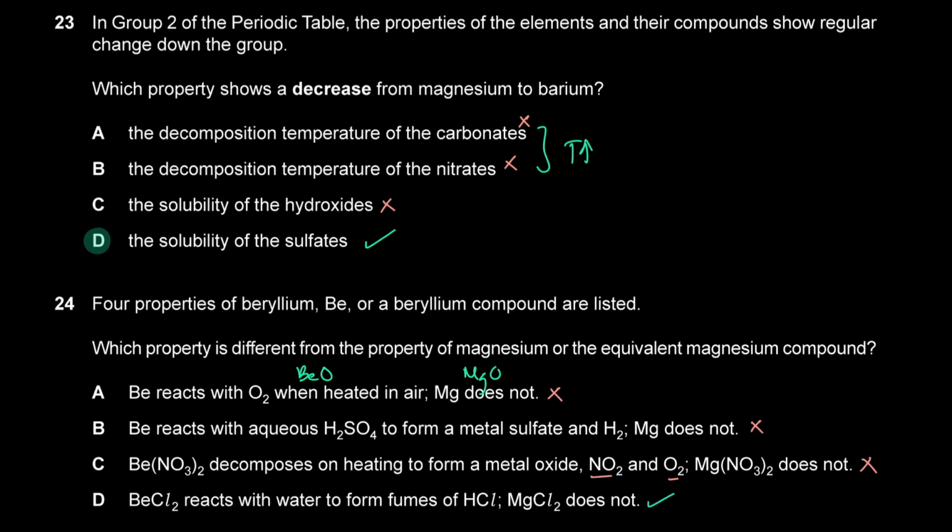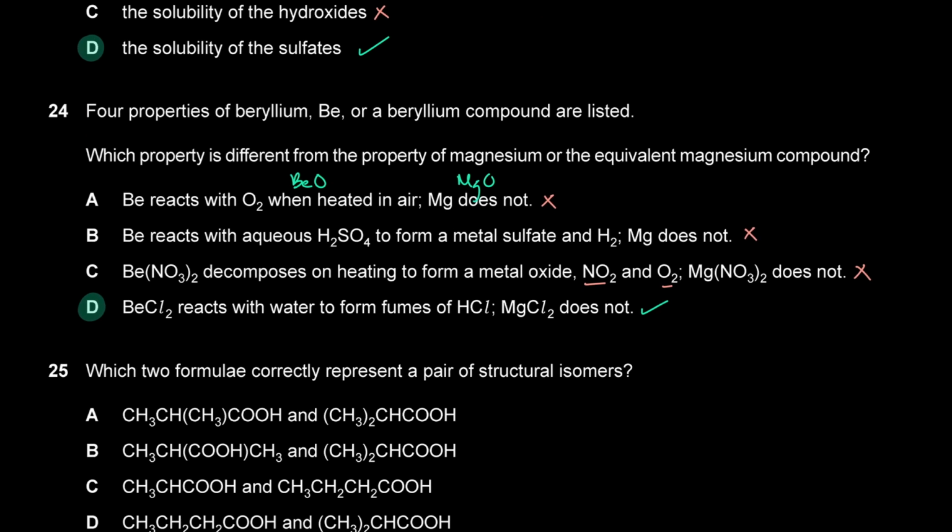Okay. Beryllium chloride reacts with water to form fumes of HCl. Magnesium chloride does not. This is true because beryllium chloride is a covalent compound. Okay, it's a covalent compound, so it's hydrolyzed by water. Okay, it's hydrolyzed by water and hence it forms an acidic solution, similar to what happens with aluminum chloride. Whereas magnesium chloride, okay, it's mostly ionic in nature. It does form an acidic solution, but a very slightly acidic solution, and you do not see white fumes of HCl.